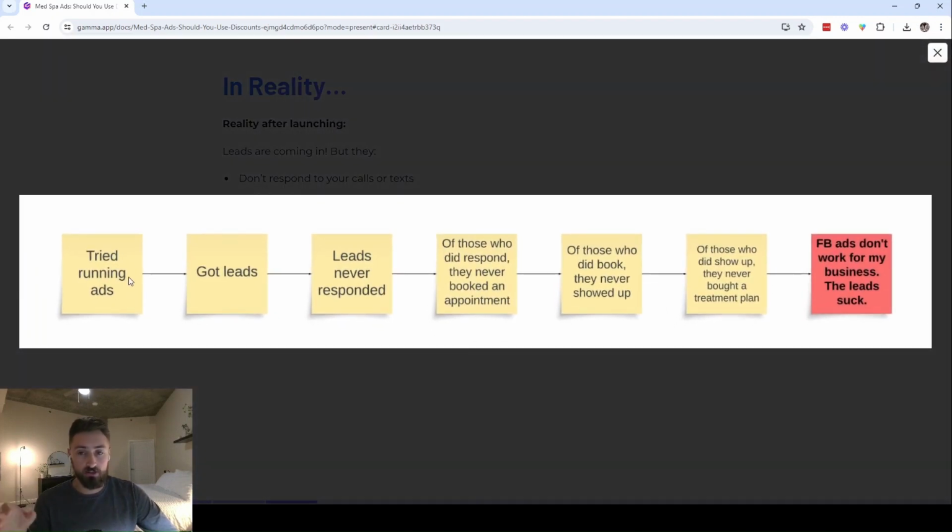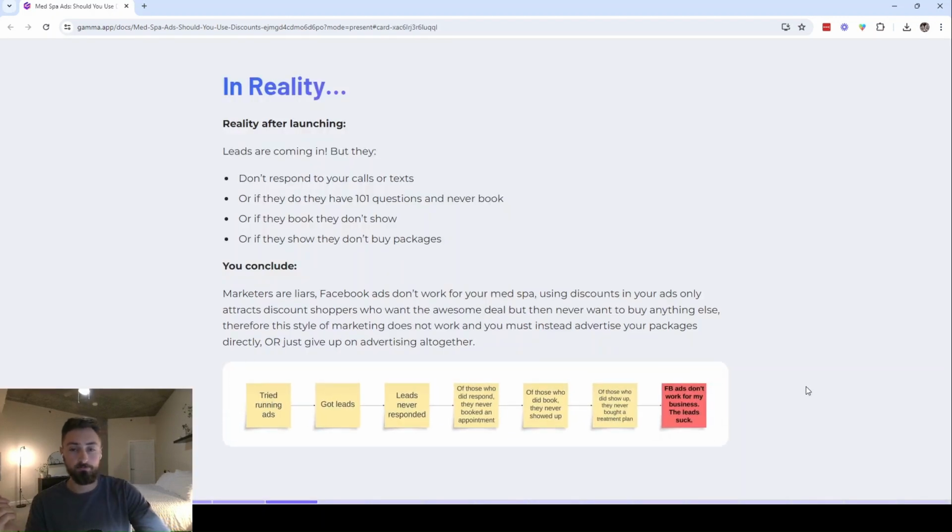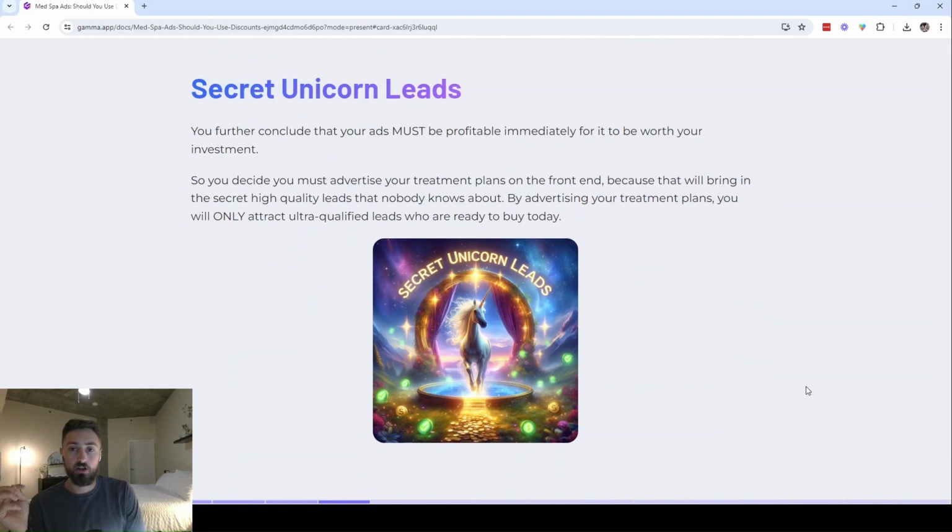And so this is what it usually looks like. You try running ads, you get leads, the leads never respond, or if they do, they never book in, or if they do book in, they never show up, or if they do show up, they never buy a treatment plan, and you determine that Facebook ads don't work and the leads suck, right? So let's talk about secret unicorn leads.